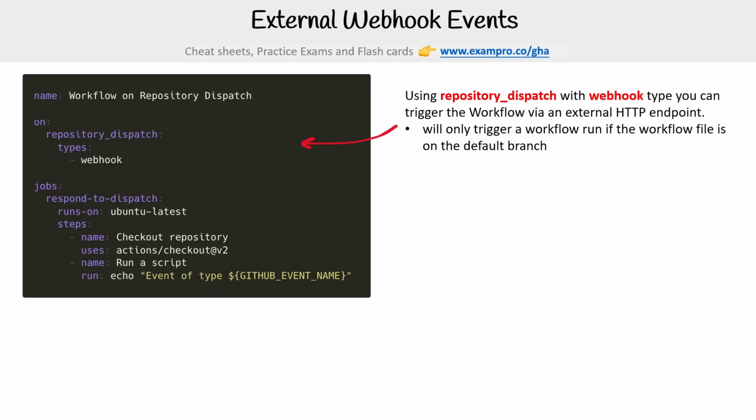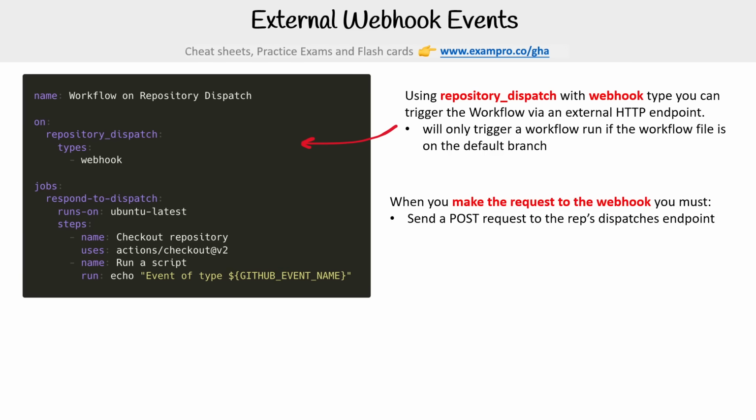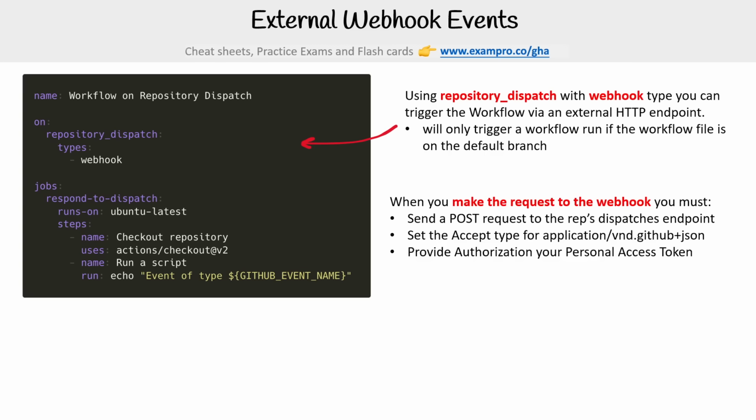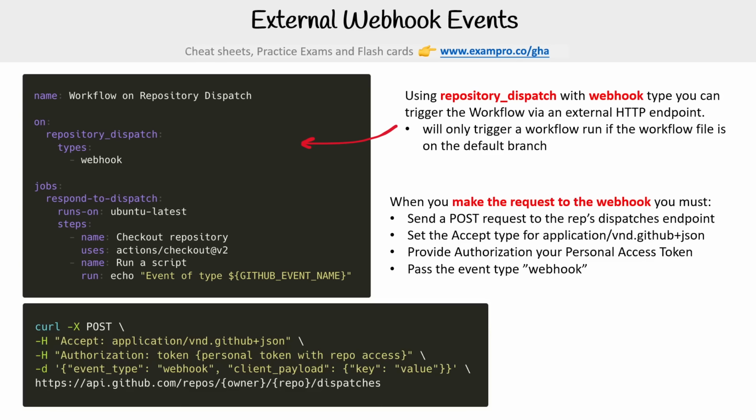So notice here we have repository dispatch and the type is set to webhook. When you make the request to the webhook, you must send a POST request, send the accept type to be application/vnd.github+json, I assume that stands for vendor, provide authorization with your personal access token, and pass the event type as webhook. So here's an example of a curl. And so hopefully we can emulate or simulate this using a curl and get this to work. But there you go.